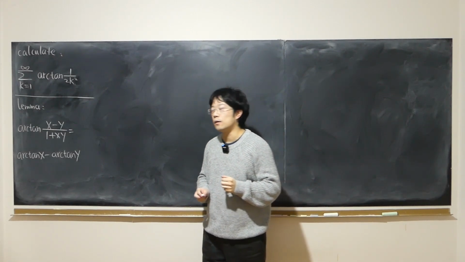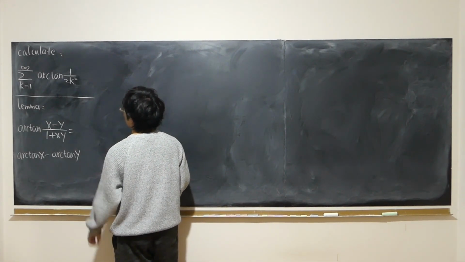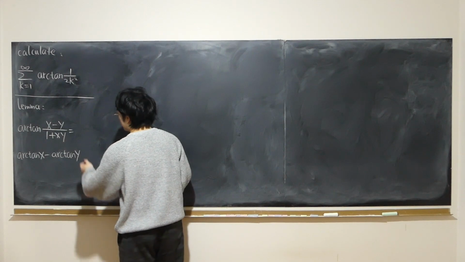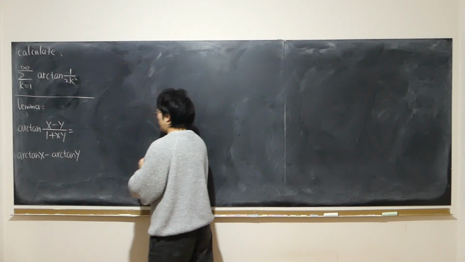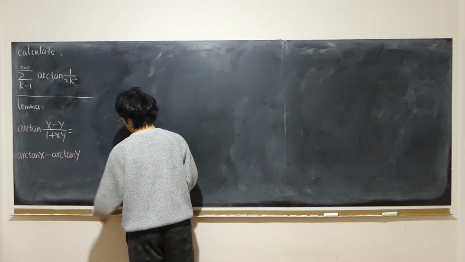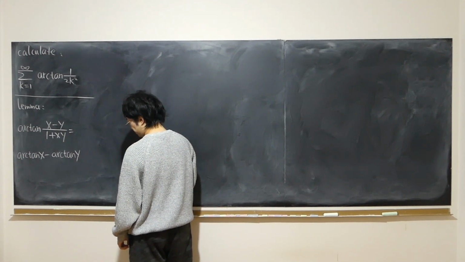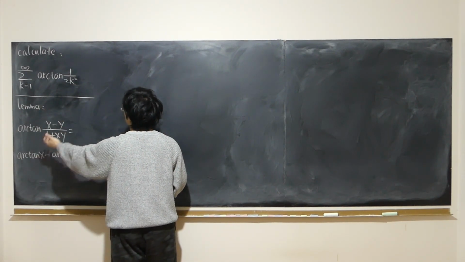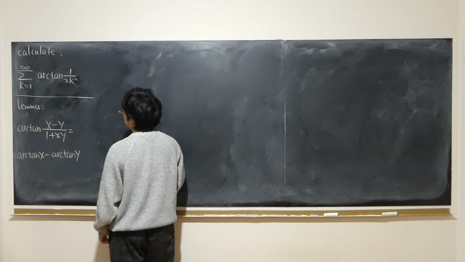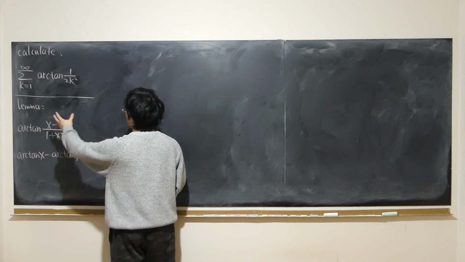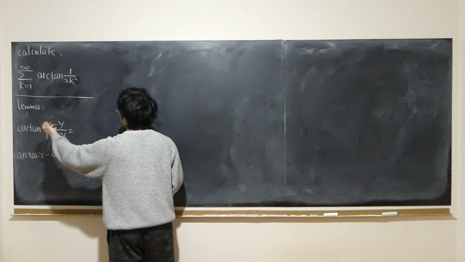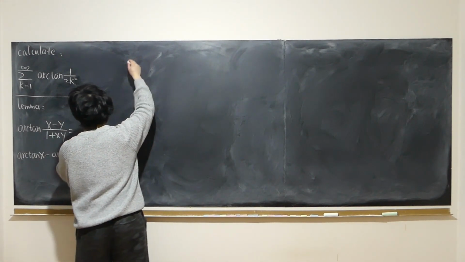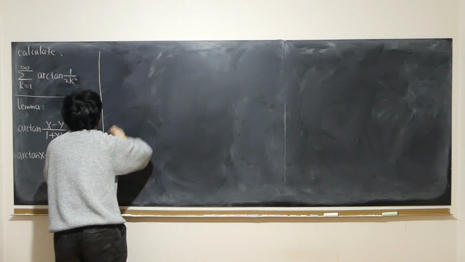To calculate the infinite sum from k = 1 all the way up to infinity of arctangent of 1 over 2k squared. First we're going to prove this lemma: arctangent of (x minus y) over (1 plus xy) is equal to arctangent x minus arctangent y. Because the first reaction when you see this arctangent is that we want to use the difference between arctangents, or the difference between tangents, so that we can perhaps at some point use telescoping, turn it into a telescoping series.